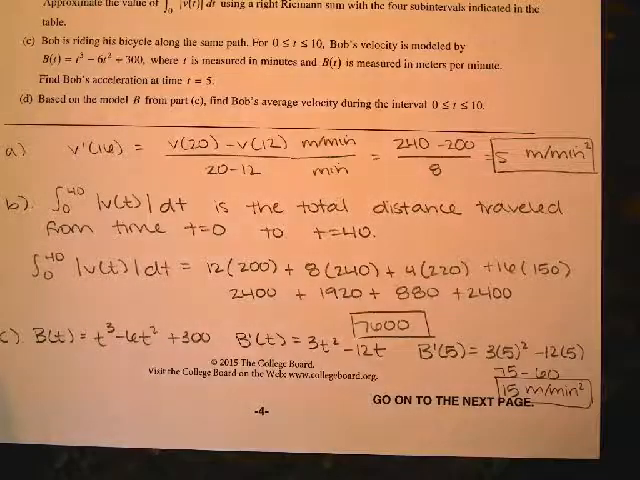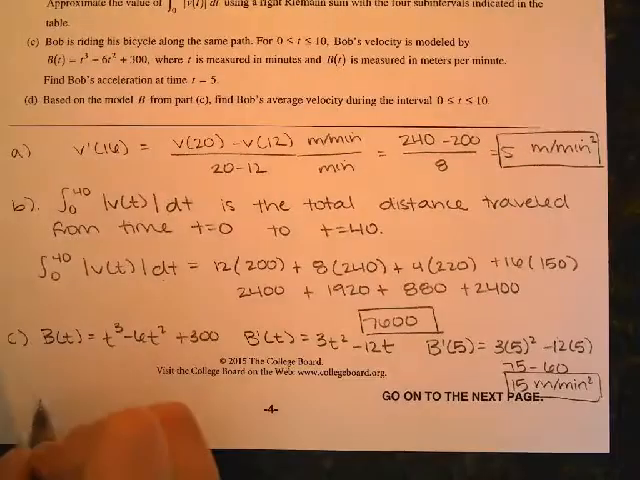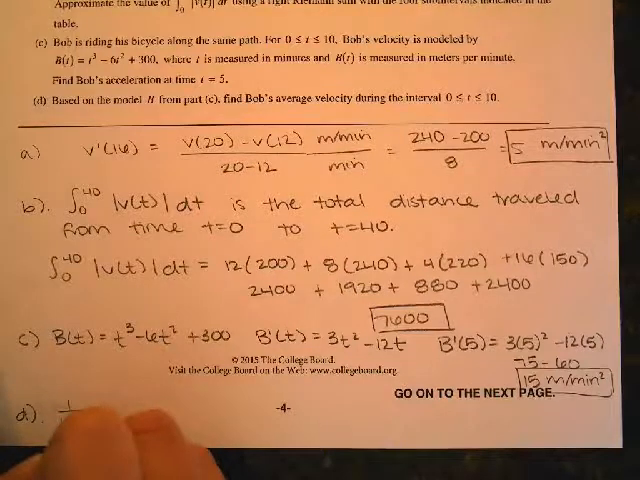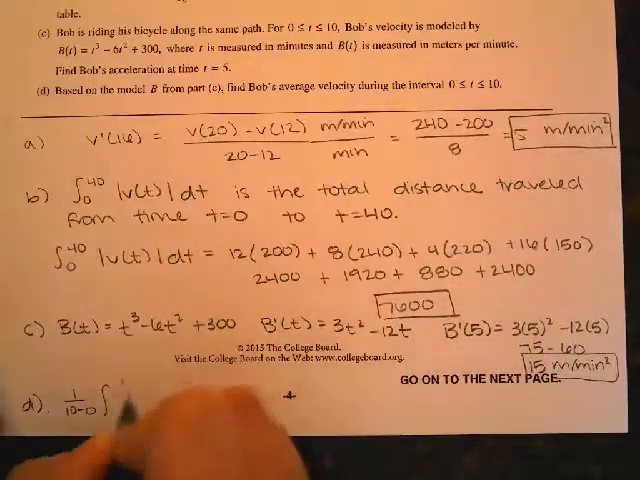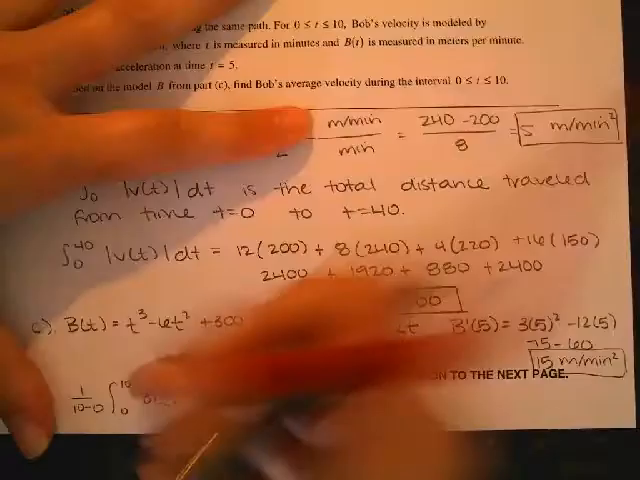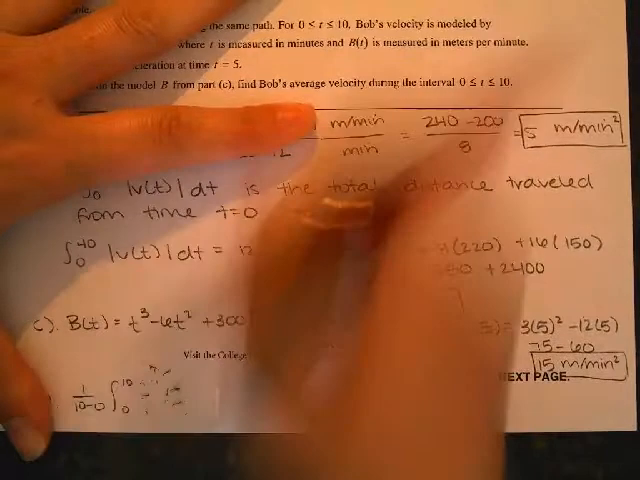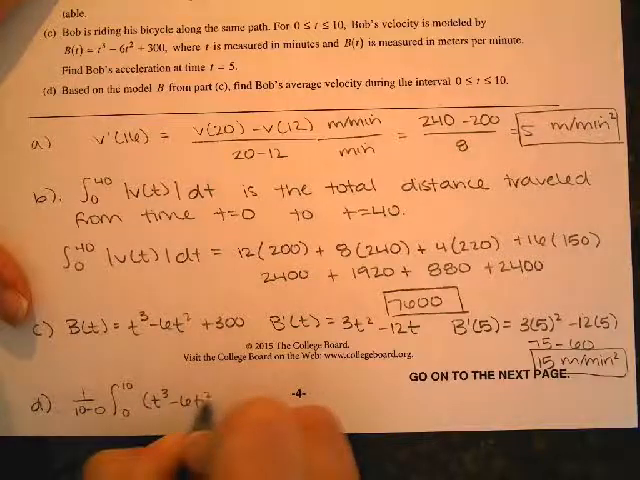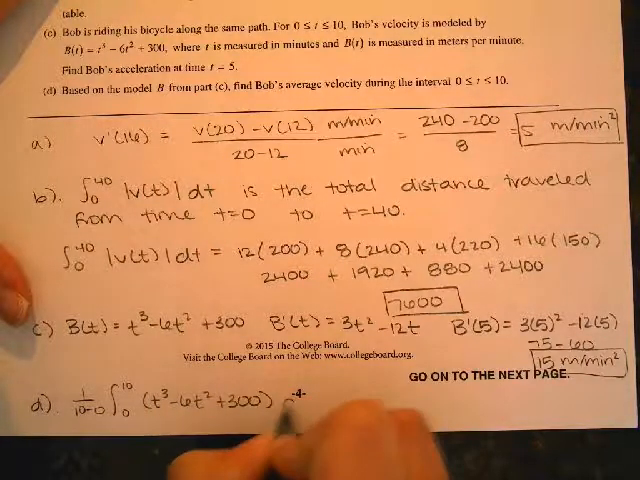All right, part D says, based on the model from C, find his average velocity. So whenever they say average velocity, that's average value of velocity. So that's that integral equation. So we're going to say that's going to be 1 over 10 minus 0, and then integral from 0 to 10 of b of t. And actually, let me write it because we're going to have to figure it out. Of t to the third minus 6t squared plus 300 dt.